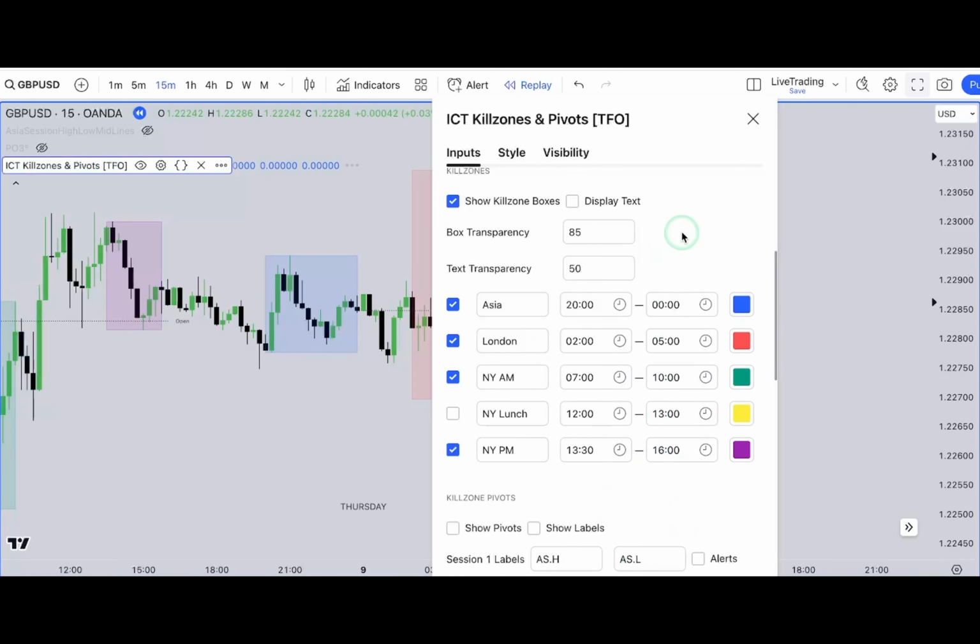So if you're going to trade Forex, you need to edit this. You can always do the New York lunch, but I don't like that. So for example, if you're going to do Forex, I want to add the London close as well. That's from 10 to 12. And we're not trading this for Forex.